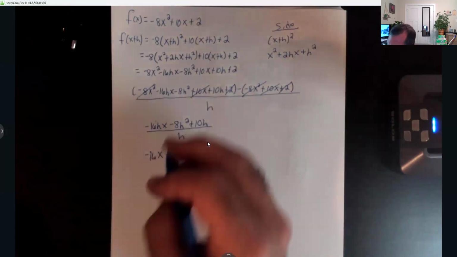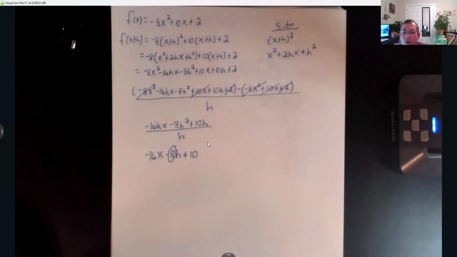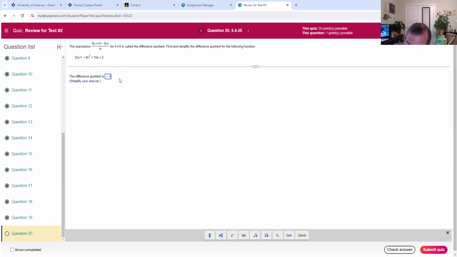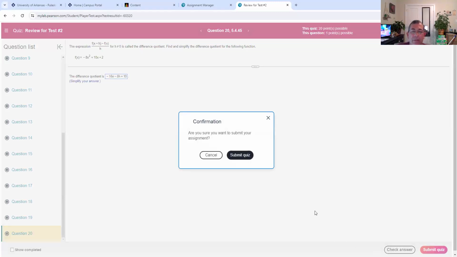So Nat, the only thing, somehow you lost your 8 somewhere. All right, y'all, so let's see. We would put that in for number 20 here. So we had a negative 16x minus 8h, and then we have a plus 10. Oh, y'all, that was number 20.